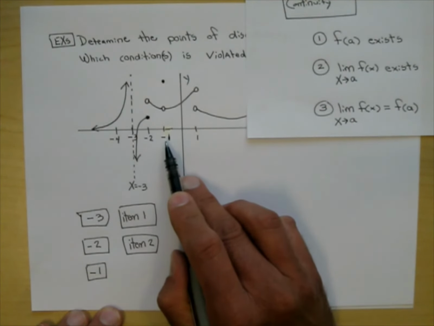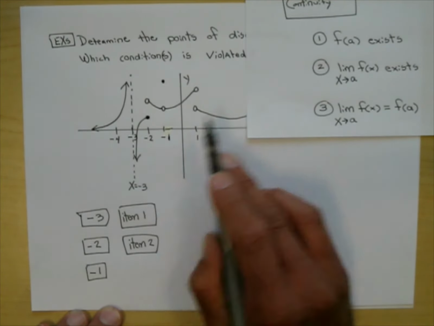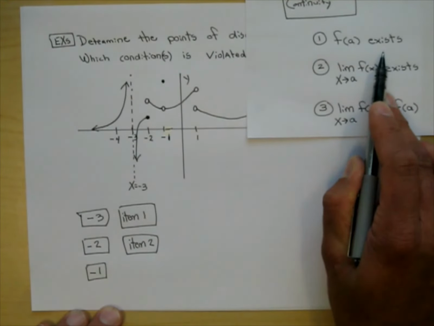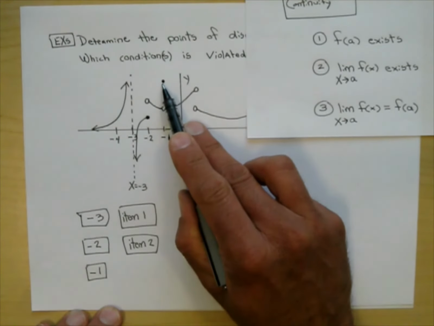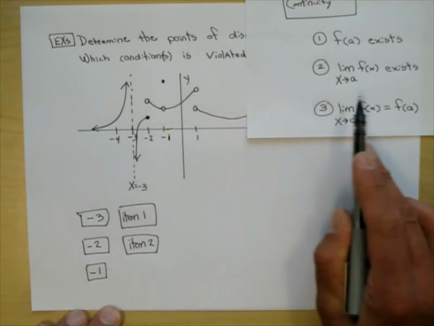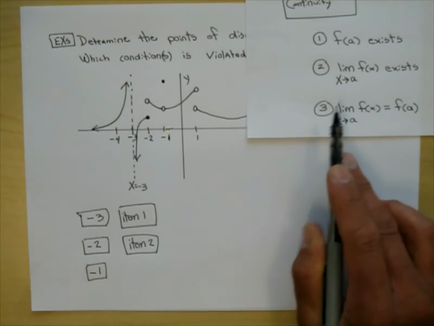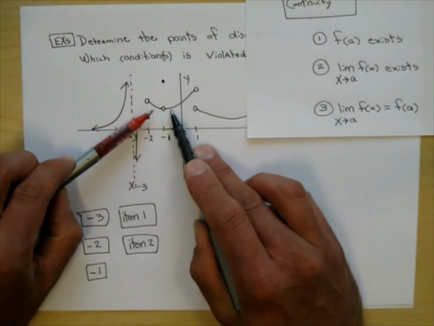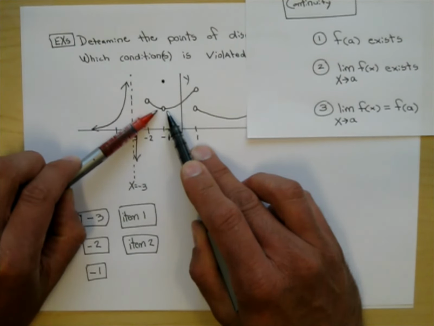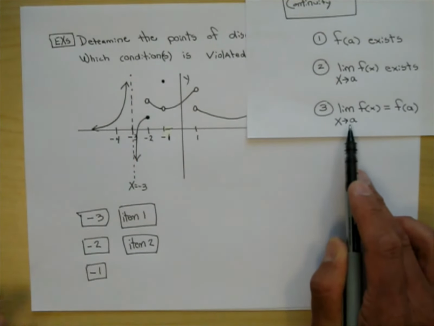Does the graph exist at negative 1? Does f of negative 1 exist? Yeah. It's this y value, whatever this is up here. Does the limit exist at negative 1? Will the two bugs meet? Yes, they will. So I guess let's look at this.